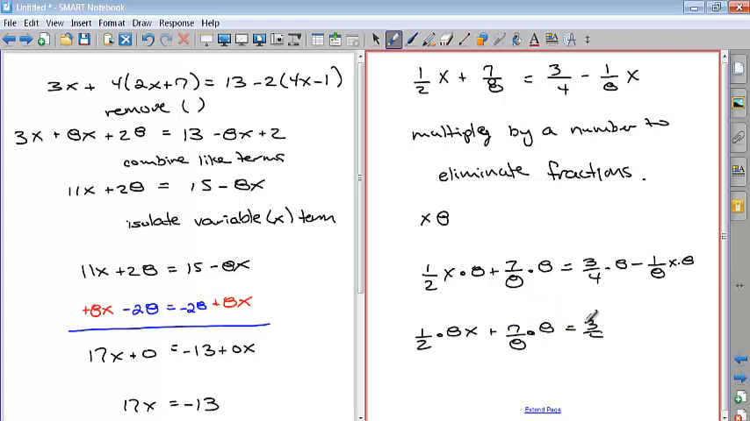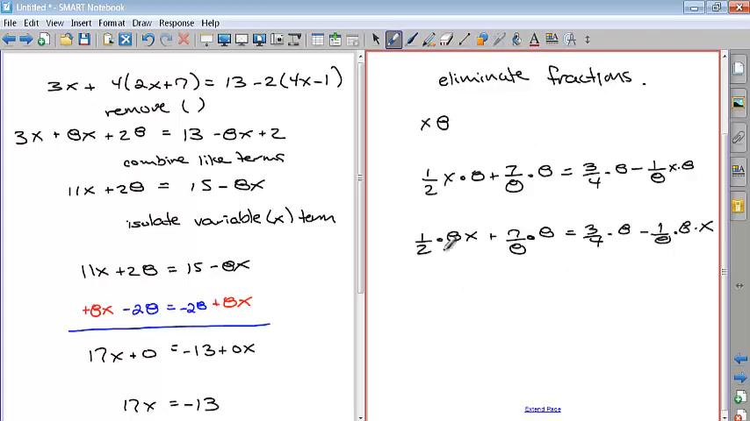Same here. This one I could say is -1/8 times 8 times x. Each one of these, you can either use your calculator or do it in your head. So 1/2 times 8, or 8 divided by 2 is 4, so I get 4x. Here I get 7/8 times 8, these cancel out, and I get 7. 3/4 times 8: 8 divided by 4 is 2, 2 times 3 is 6. And 8 times 1/8 is 1, so I get -1x.